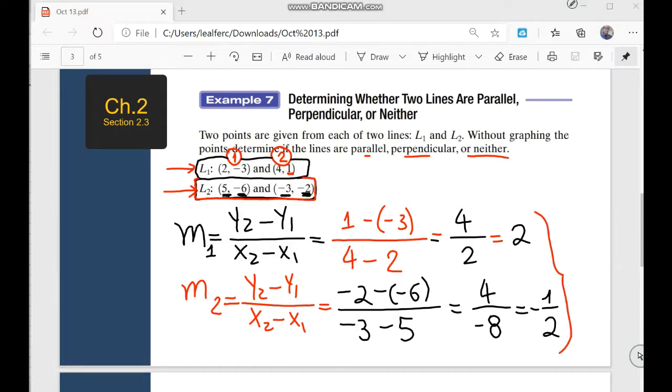What do you think? Are the slopes equal? No, they are different, right? So the lines are not parallel. If you multiply both slopes, what are you going to find? Let's multiply 2 by negative 1 over 2, and you find negative 1 as a result. So is negative 1 the result of the multiplication? Yes. That means the lines are perpendicular. Those lines here are perpendicular.